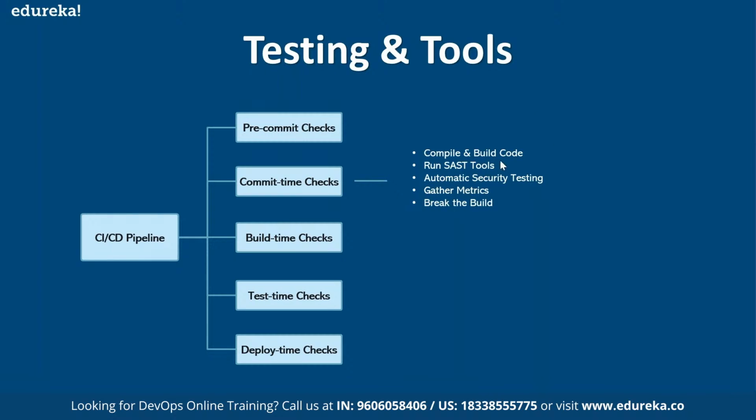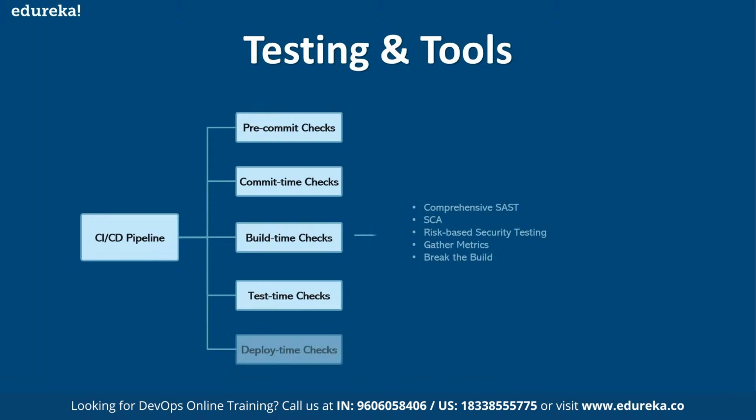Then at commit time, compliance and build code runs SAST tools. What is the SAST tool we have discussed? Not HP45, Coverity. It does the testing for your vulnerabilities when your source code is there, when it hasn't been deployed to your environment. It will gather metrics like what is good and what is not good about your code. Then your build time checks are there. Here you will have comprehensive tests, SCA, which we have just discussed, risk based security analysis, gather metrics, and break the builds.